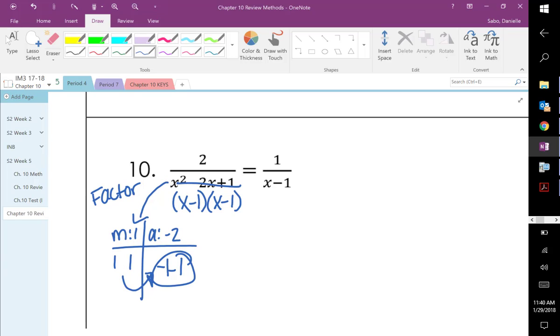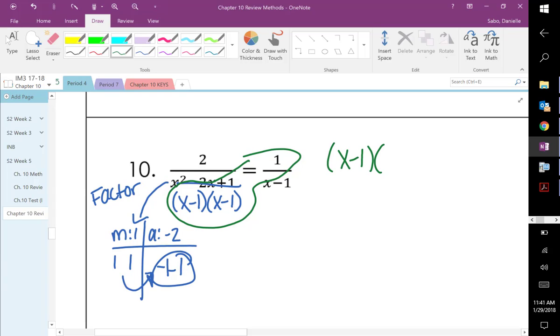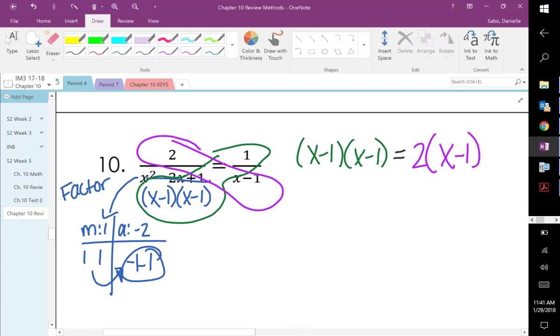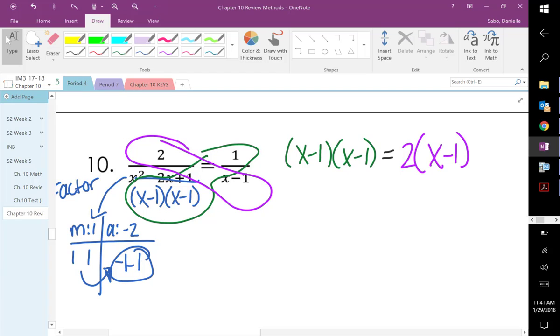Now cross multiply because you're going to notice something cool that happens here in green. Anything times 1 is itself. So I'm just going to rewrite it. X minus 1 times x minus 1. Put my equal sign. Then here in purple, I have 2 times x minus 1. Now here's a really cool thing. If there is something on one side of the equation that's exactly the same on the other, do you know what happens?